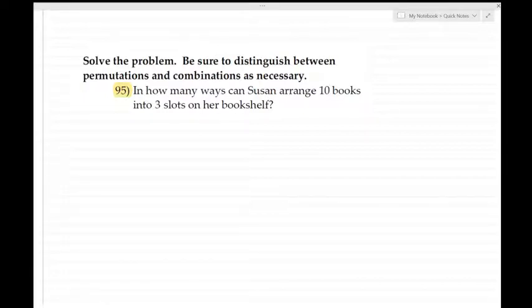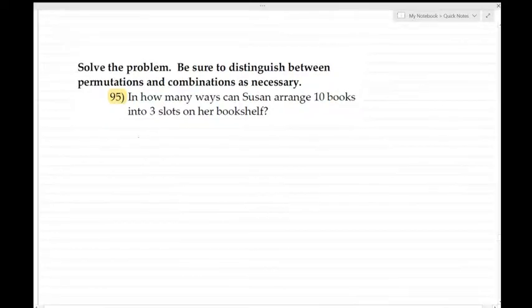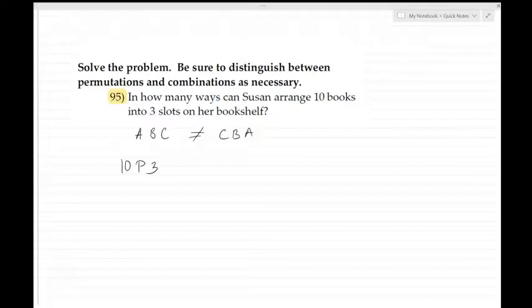The idea is that you have 10 books. Once you pick one out, it cannot be replaced, right? It's a physical item. So order would matter. Okay, so book ABC is not the same thing as organizing the books as CBA or something like that. So we're doing 10 permute 3. Okay, so if we do that permutation, we will get 720 options in which we can arrange 10 books into 3 slots on the bookshelf. Okay.